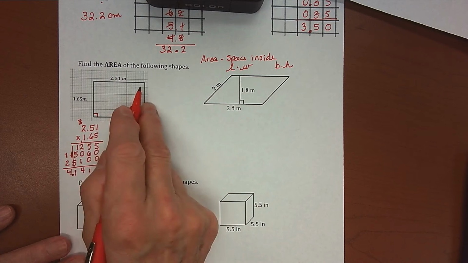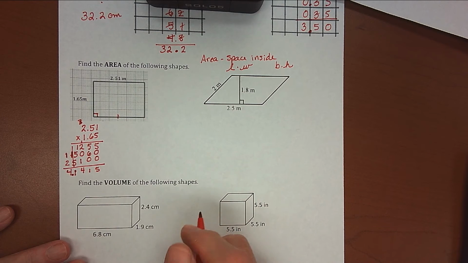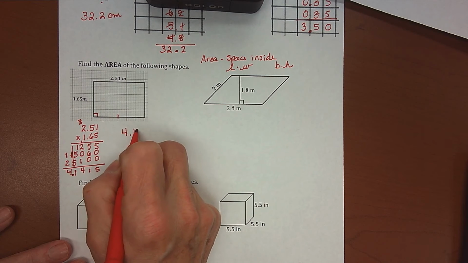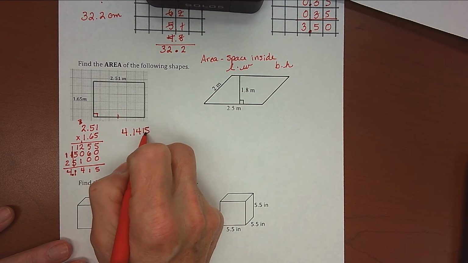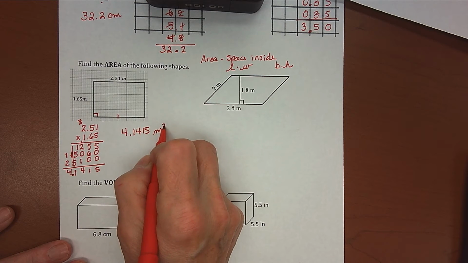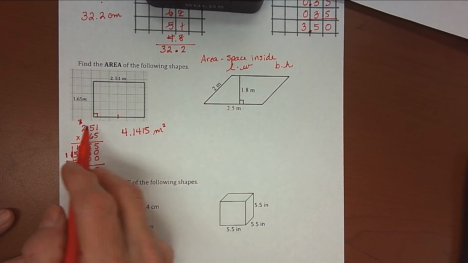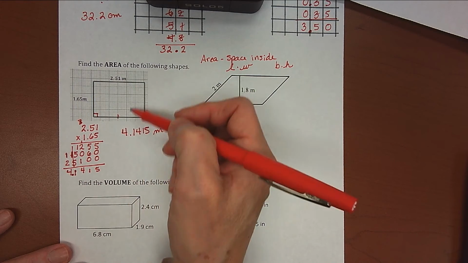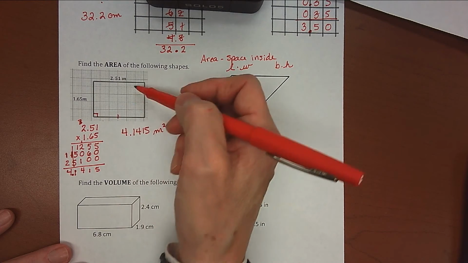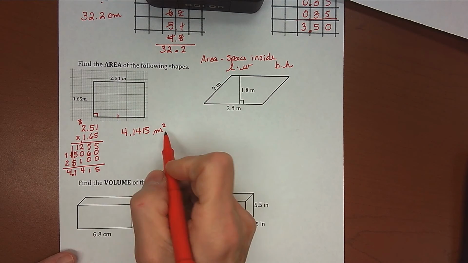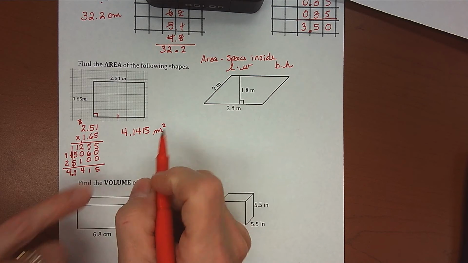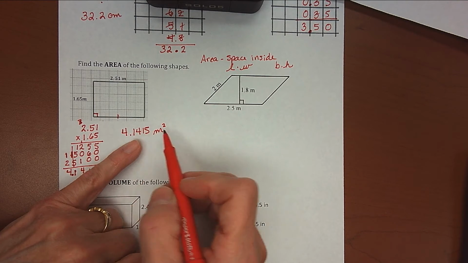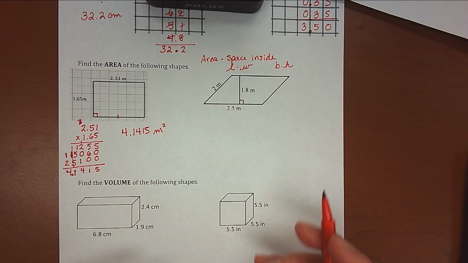And so my area for this rectangle is 4 and 1,415 10,000ths meters squared. Remember that area is two-dimensional, it's length times width, so we're talking about space inside, so that's two-dimensional, so we square the unit. Now, don't make the mistake of writing the 2 over here. That's a math problem, not a unit. This is a unit, okay?